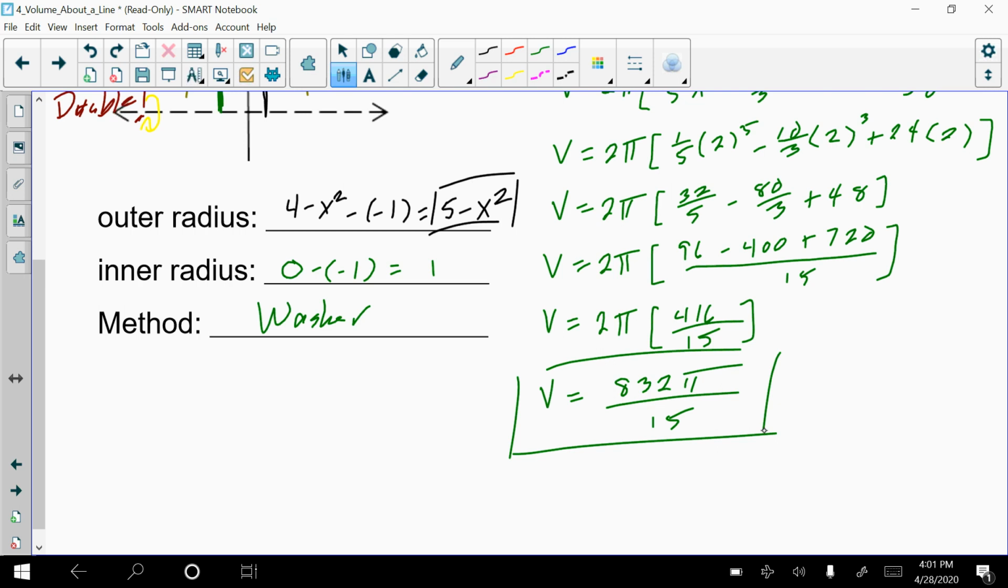So we're going to go ahead and stop this video here. We are going to do a couple more examples where we're going to be rotating something horizontally, meaning that we're going to be rotating across a vertical line instead of a horizontal line.